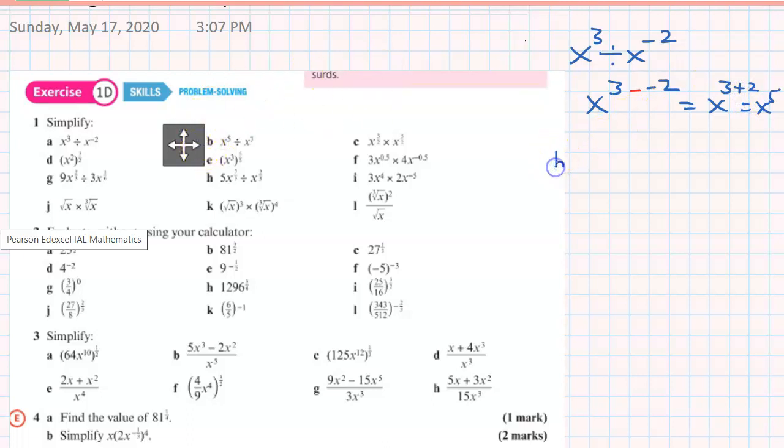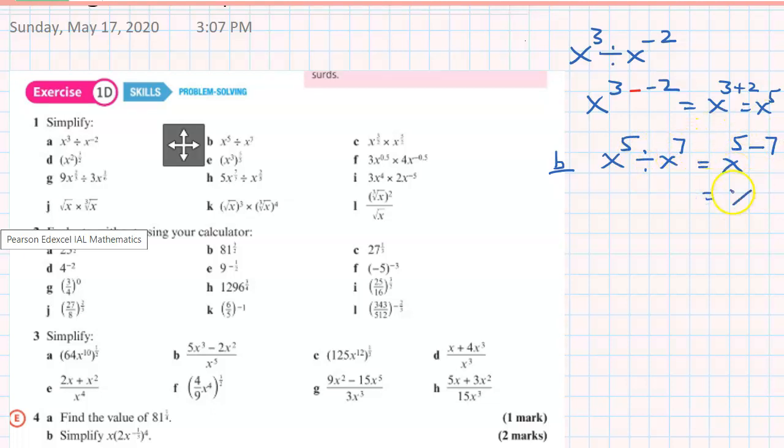Part B is x to the power 5 divided by x to the power 7. Because of this division sign, x to the power 5 and 7, and for this division, we'll be having minus.